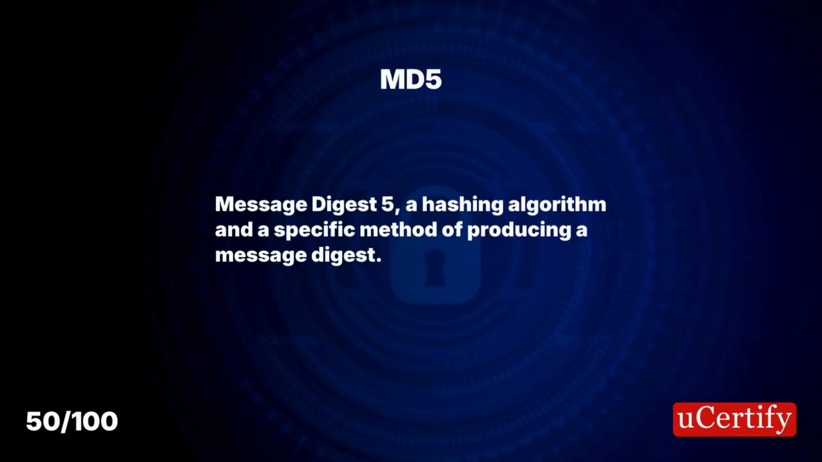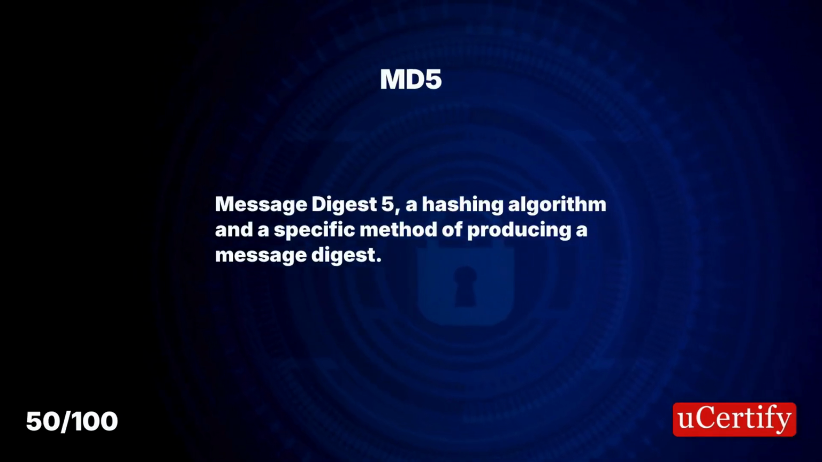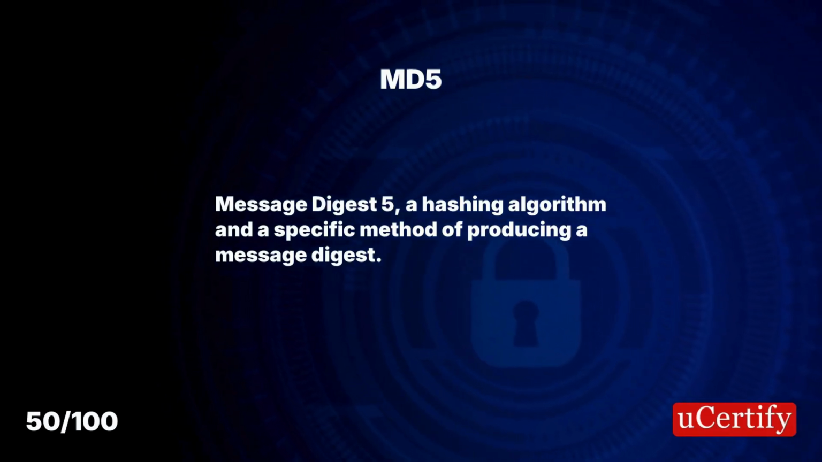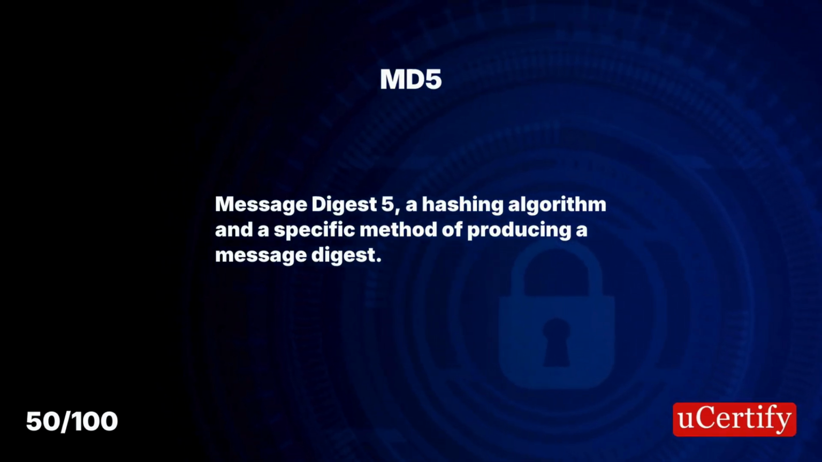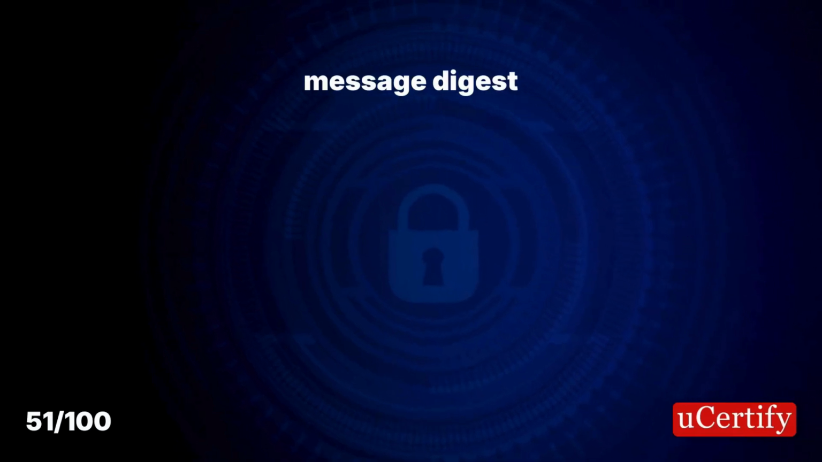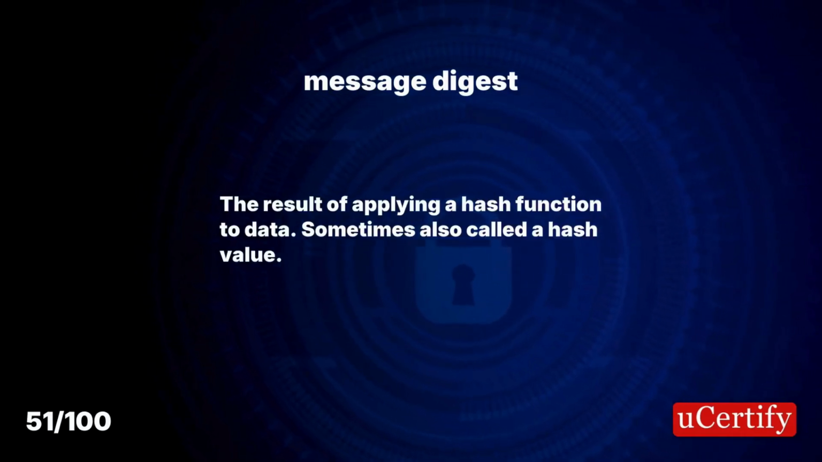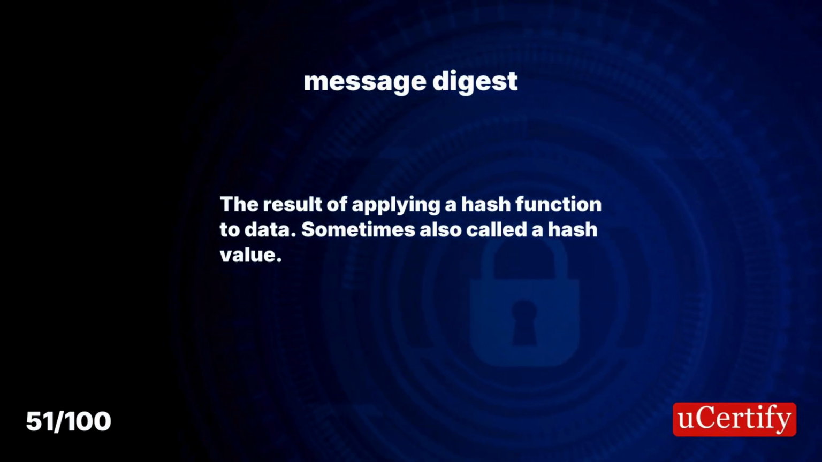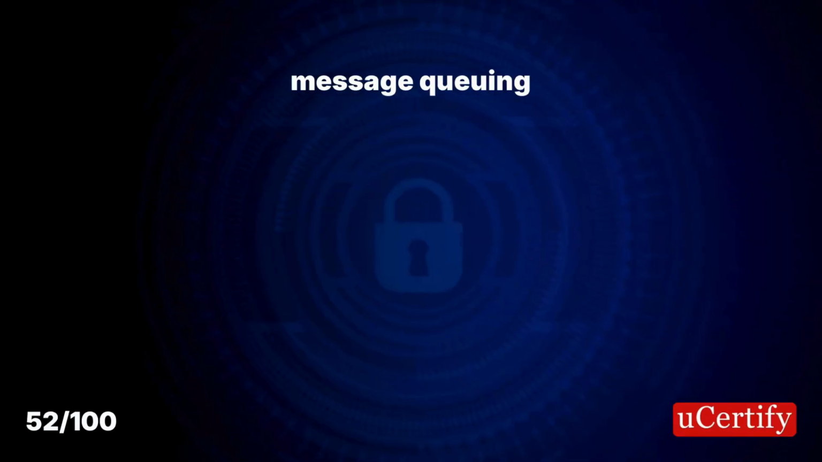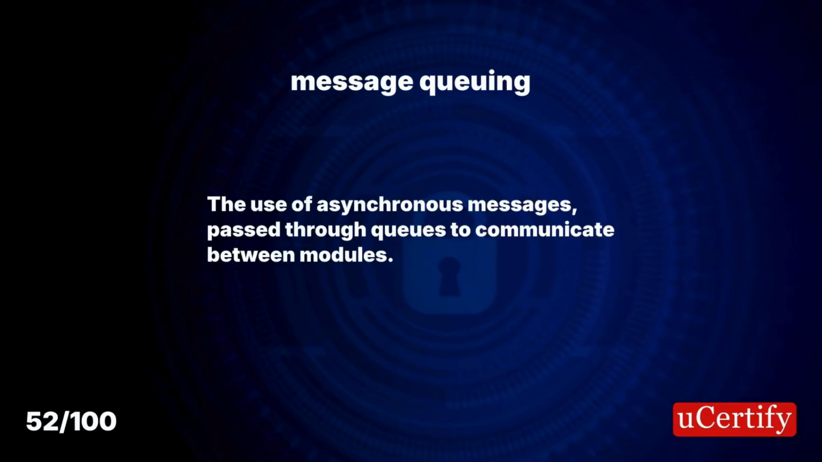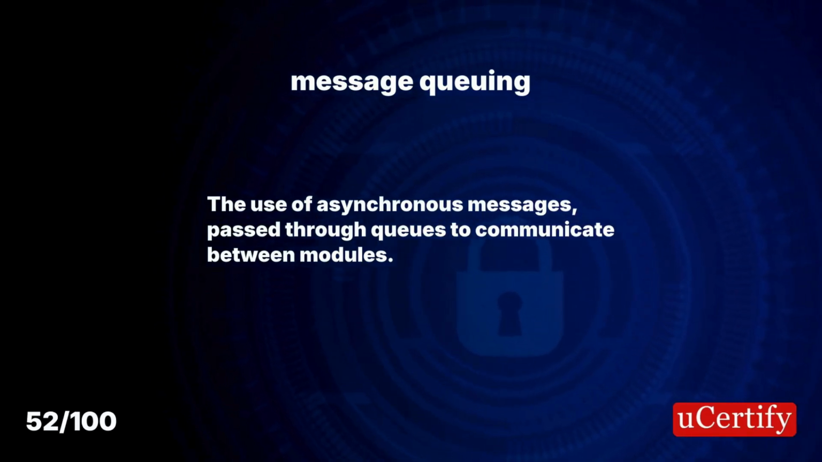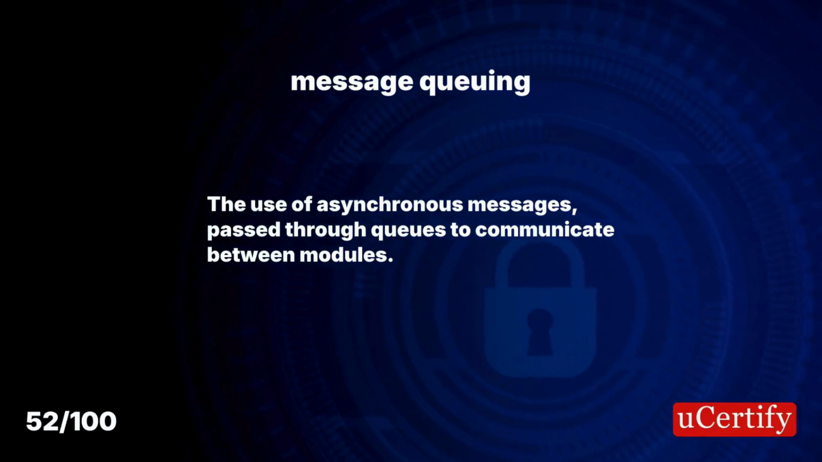Term, MD5. Definition, Message Digest 5, a hashing algorithm, and a specific method of producing a message digest. Term: message digest. Definition: the result of applying a hash function to data, sometimes also called a hash value. Term: message queuing. Definition: the use of asynchronous messages passed through queues to communicate between modules.